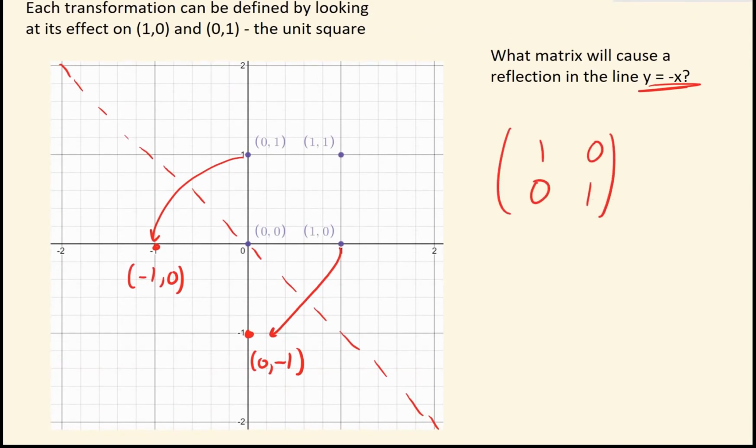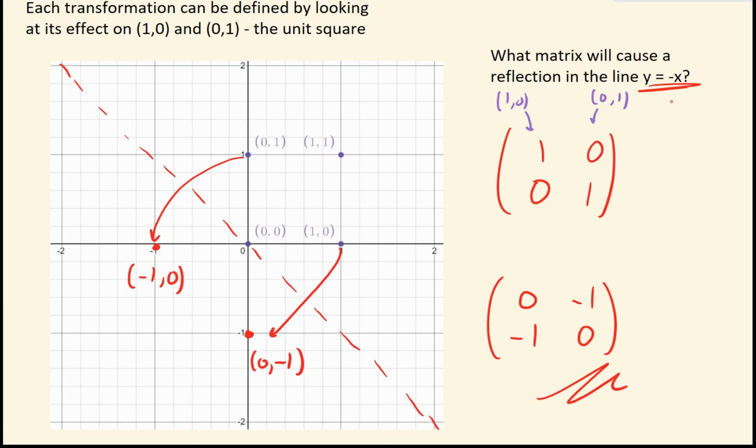So we started off with basically these two coordinates, where this is my coordinate 1, 0, this is my coordinate 0, 1, because 1, 0 has moved to 0, minus 1. I have a 0, minus 1 here. And 0, 1 has moved to minus 1, 0. So I have a minus 1, 0 here. And that's it. This matrix will cause reflection in the line y equals minus x. And this kind of method works for any sort of question where it wants you to say, here's a thing, now define it in a matrix.